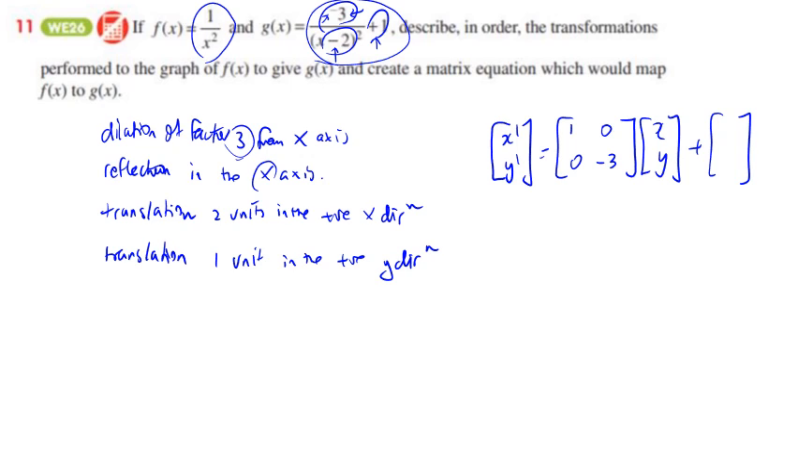These two are zeros. And we've got our translations to consider, so we've got this 2 units in the positive x direction, that means we're adding 2 there, and with the y, just got plus 1. And that's pretty much it, so that's not too bad.